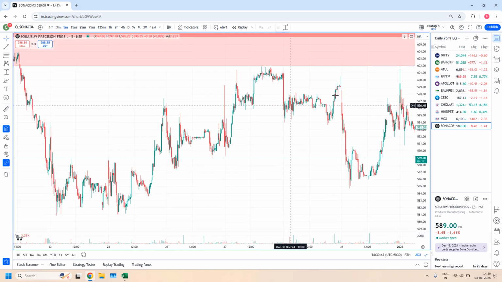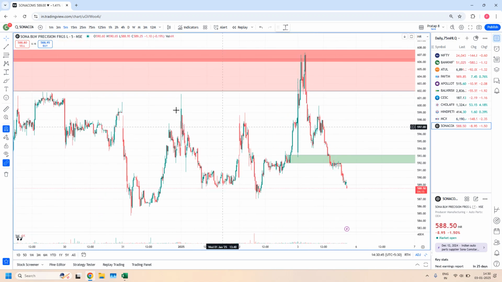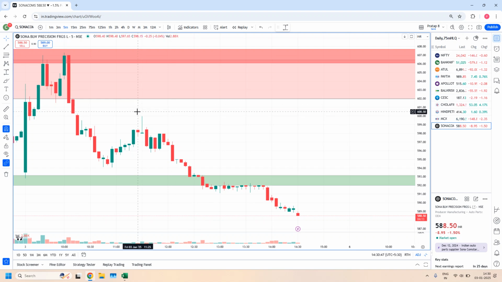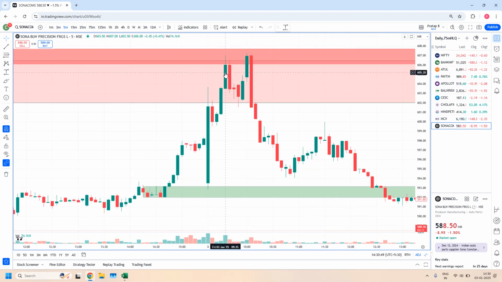See what happened today. Prices entered into the zone at what time? At the morning 9:35 candle. Even the 9:36 candle, the 9:45 candle also tested it. Prices came down a little. Now once again it is tested, in case anybody missed. You should not have missed this opportunity at 10 o'clock.